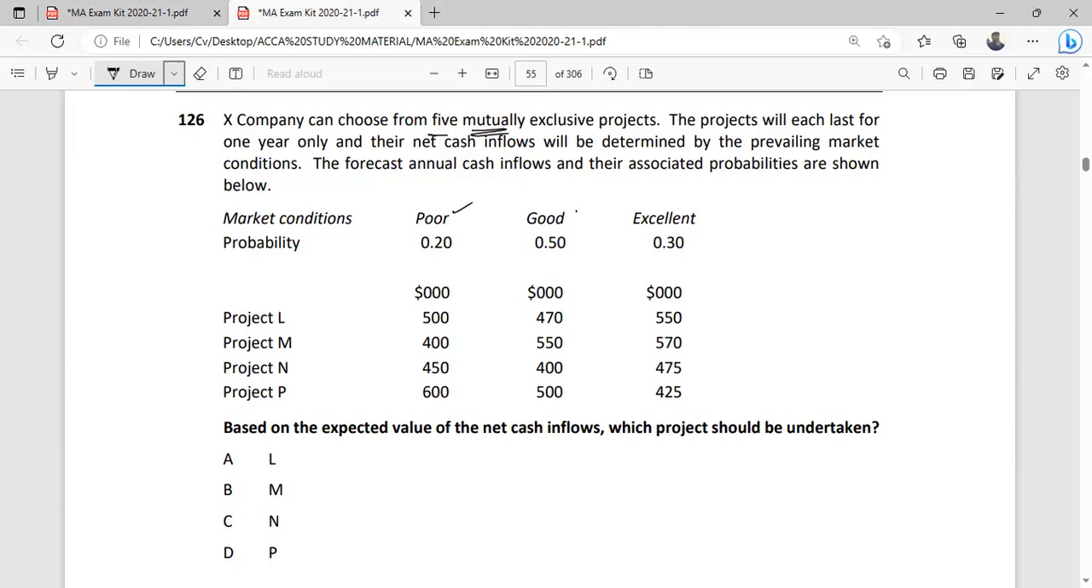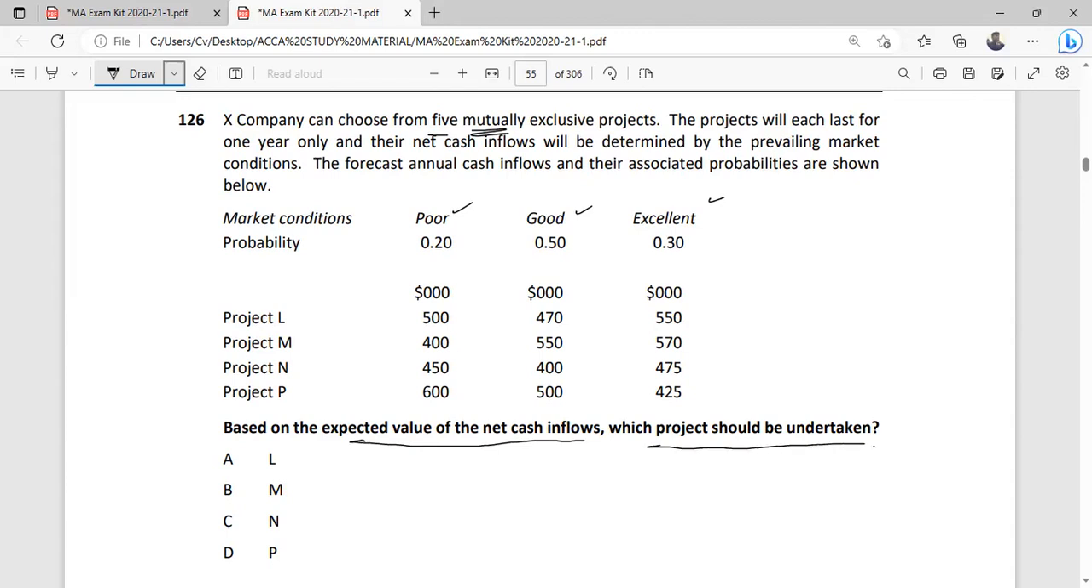Market conditions: poor, good, and excellent. There are 3 types of market conditions. Probabilities for poor, good, and excellent are provided. Project L, M, N, and P. There are 4 projects. Based on the expected value of net cash inflows, what project should be undertaken?